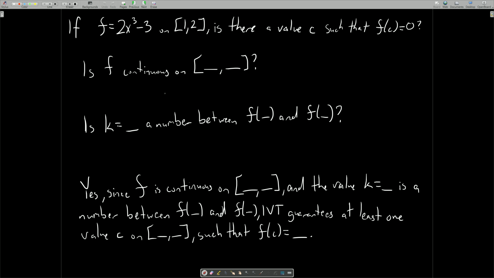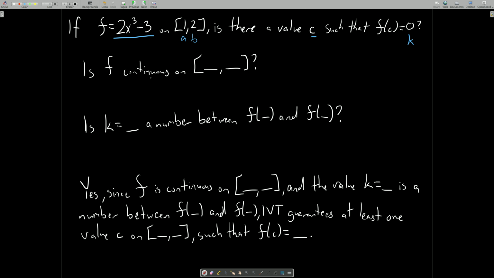I'll use some actual functions. If f equals 2x cubed minus 3 on the interval from 1 to 2, is there a value c such that f of c equals 0? So here's your c again. This is your a, this is your b, your interval, and this here is your k.